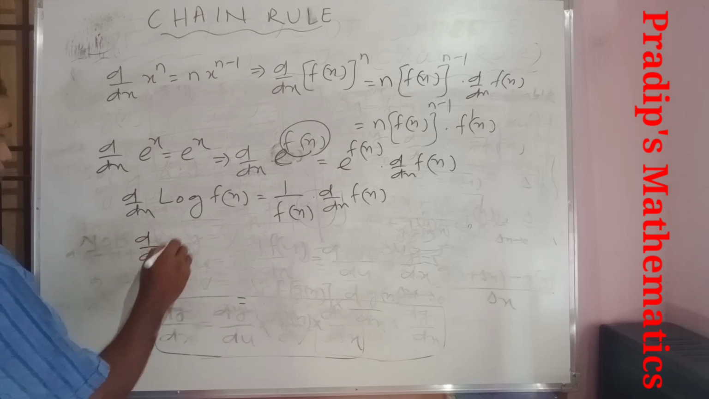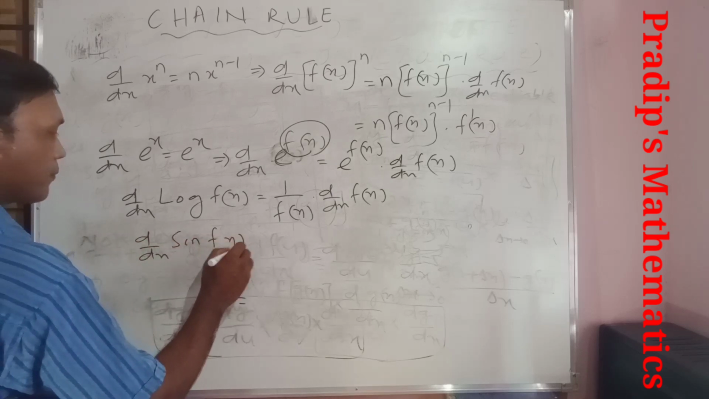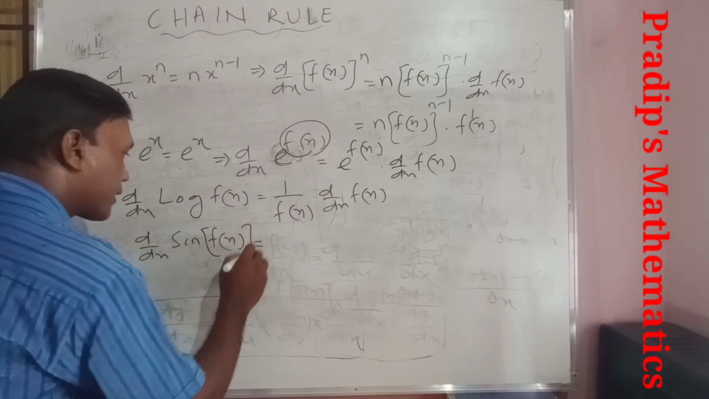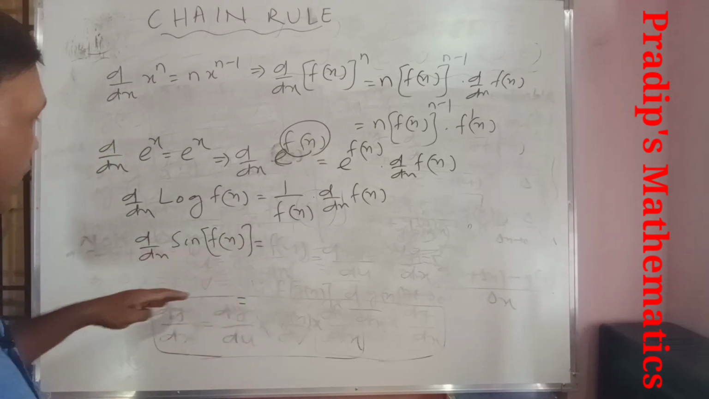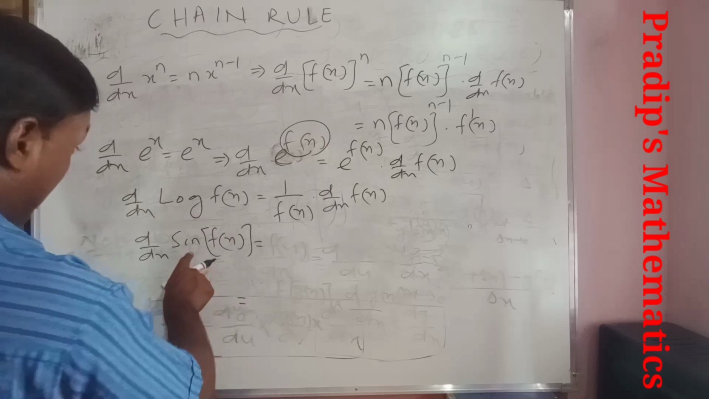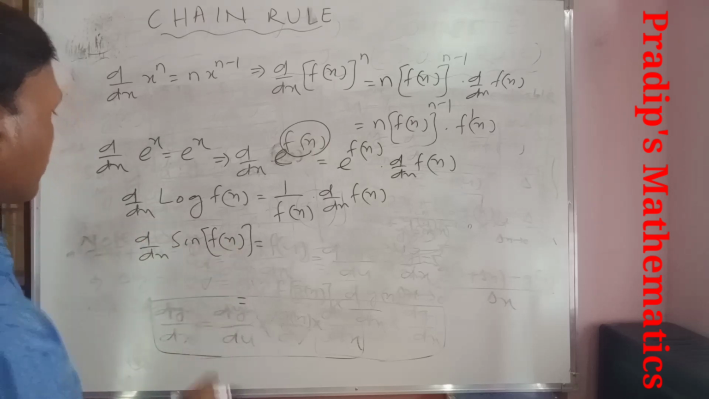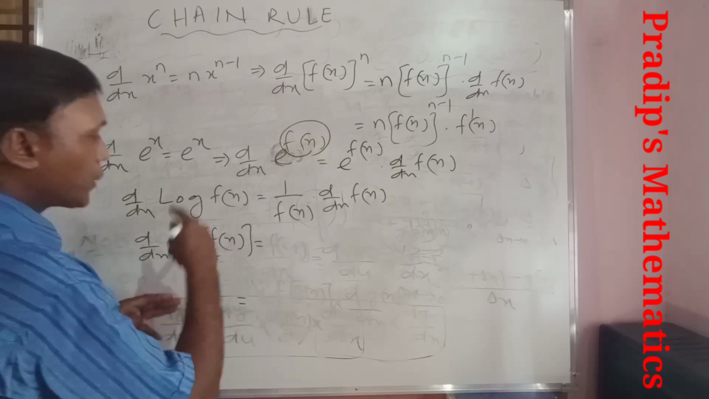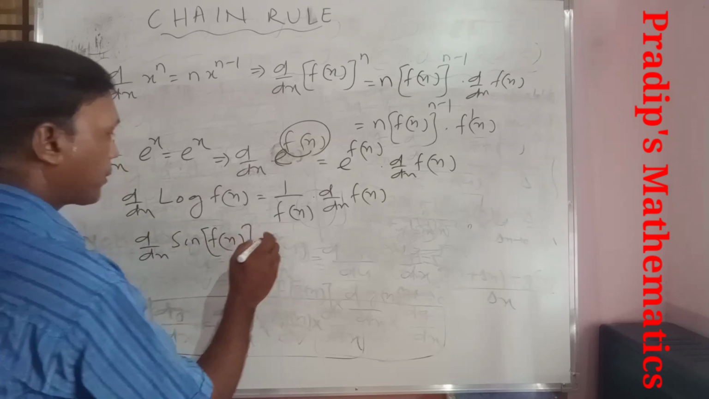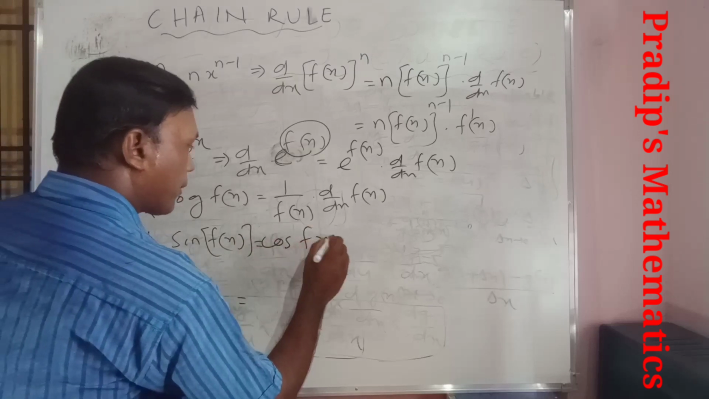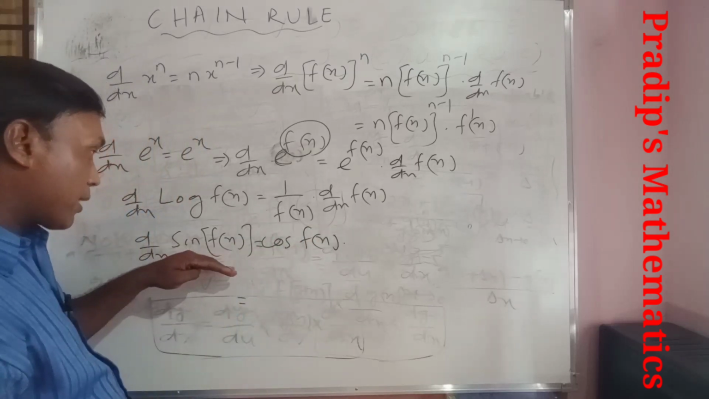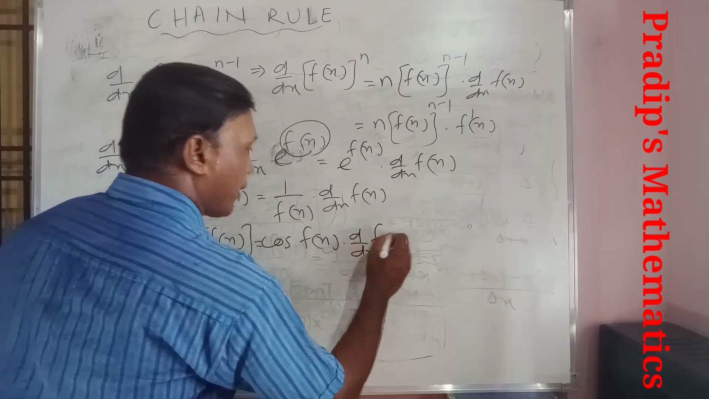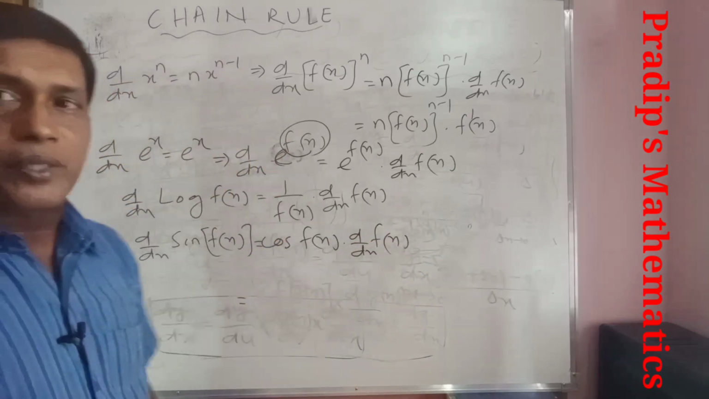Derivative of sin f of x. Look at here. Here we have to apply sin x. We have the formula derivative of sin x is cos x, but x is replaced by f of x. So derivative of sin f of x is cos f of x, but as x is replaced by f of x, we have to multiply the derivative of f of x. This is all about chain rule.